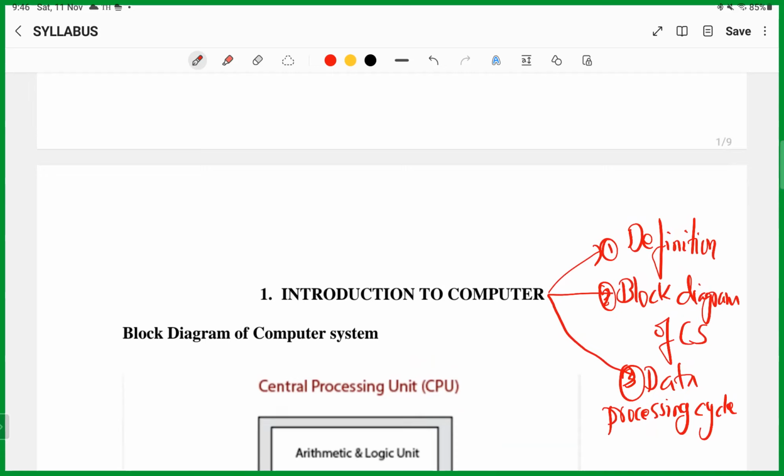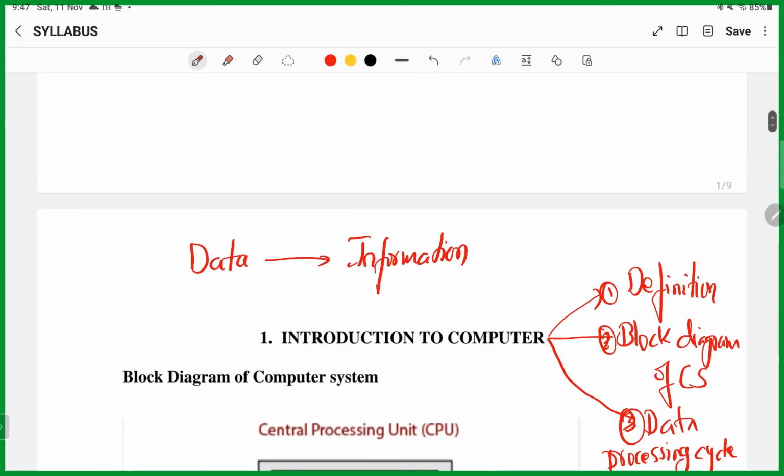it is an electronic device to process the data and converts it into information. Very simple. Data and information.